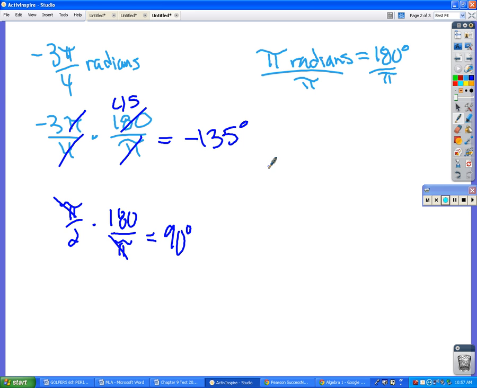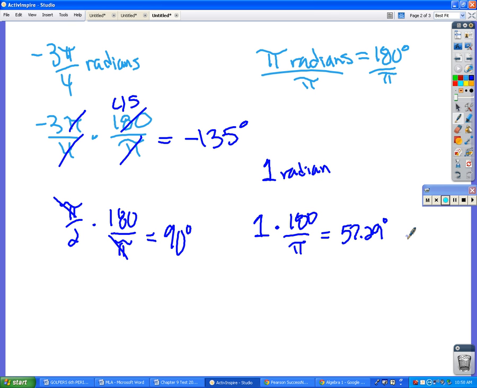Somebody said earlier, what's 1 radian? Well, how would I change 1 radian into degrees? Multiply by 180 over pi. Well, this time the pi's don't cancel. So it's 180 over pi, which someone with the calculator tell me what 180 divided by pi is approximately. 57.29. 57.29.